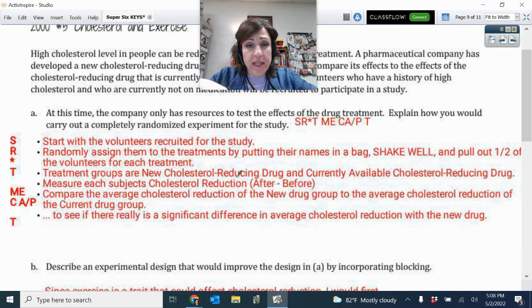And I said after minus before. So basically, I'm seeing how did I start? How did I finish? And what is that change that I had in my reduction?